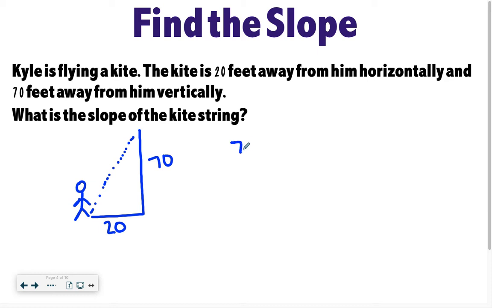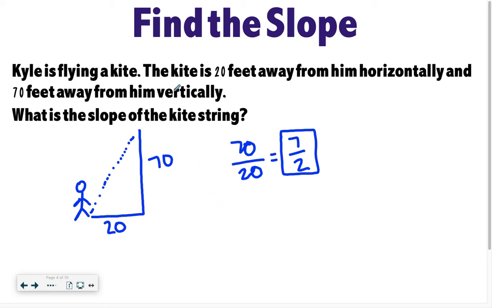Hopefully you said the vertical is 70 and the horizontal is 20. Sorry, I keep clicking the button on my pen. And then you said that can reduce. I can take 10 out of each of those. So then I have 7 over 2. And that's as reduced of a fraction as I can get. So that is my final answer for the slope of that kite string.